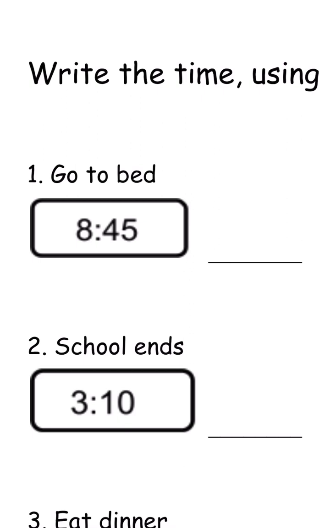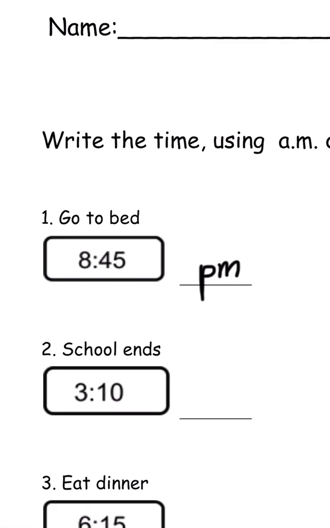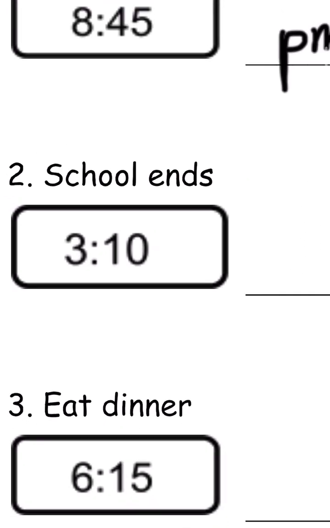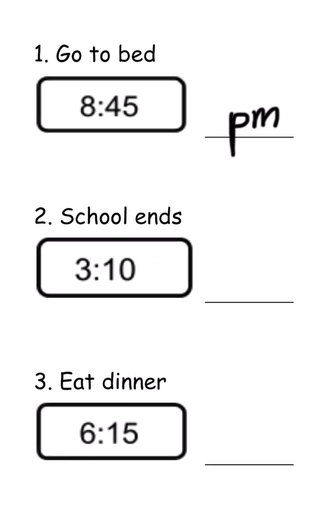So for number 1 it says the time going to bed, so 8:45. It's going to be PM since it's before the midnight and it's after the noon. And let's get number 2. For number 2 it says the time school ends and it's 3:10, so it's also PM since it's between the noon and the midnight.